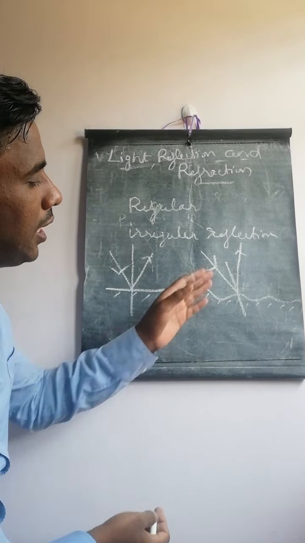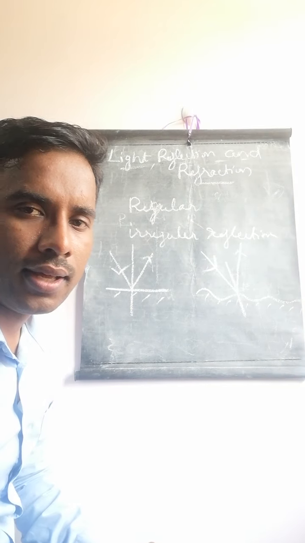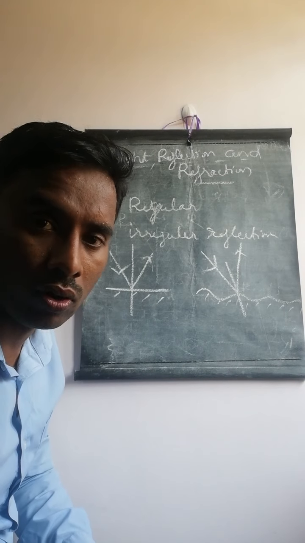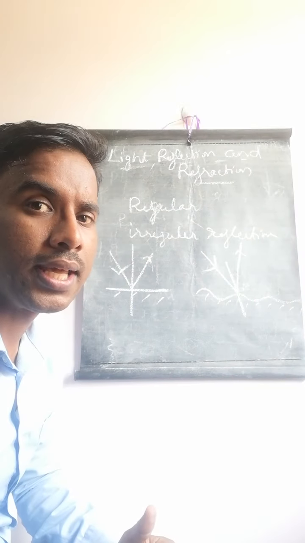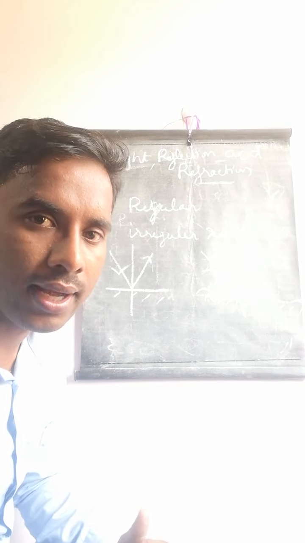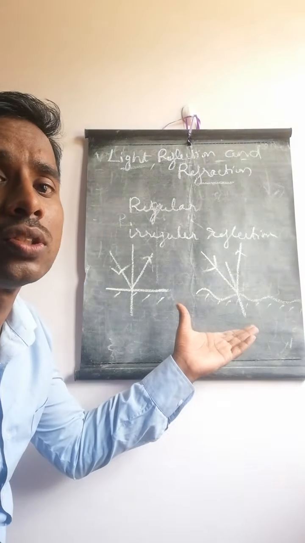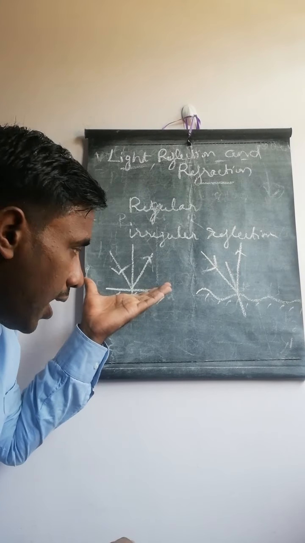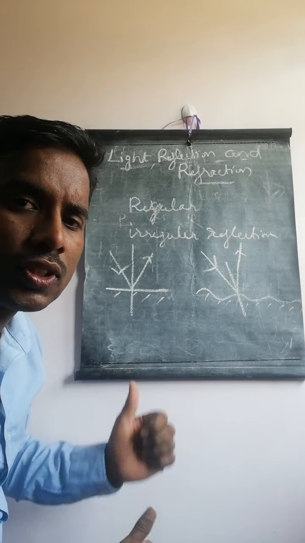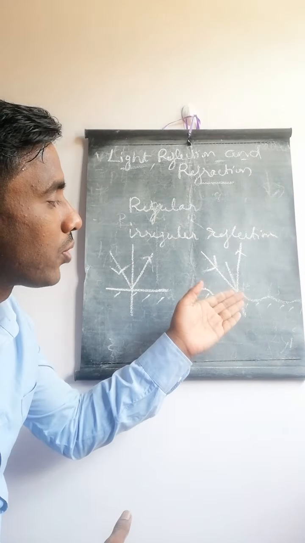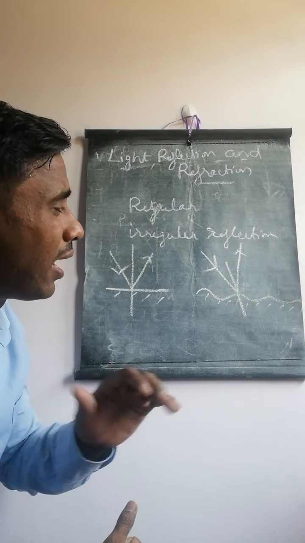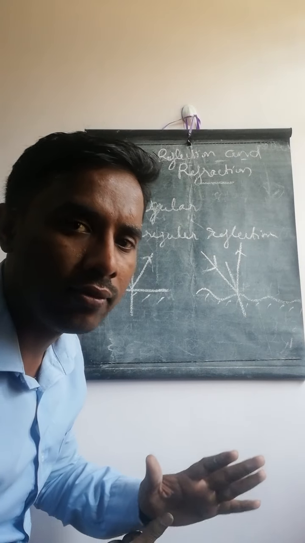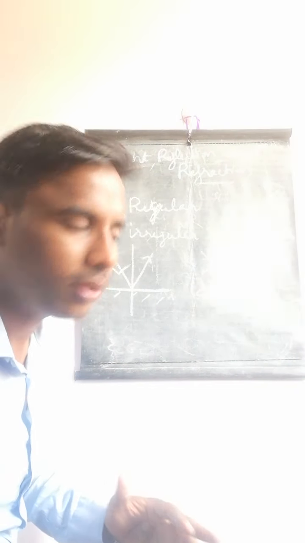Here the question is, are the laws of reflection of light applicable for irregular reflection also? I repeat my question: are the laws of reflection of light applicable for irregular reflection also? It is clearly seen that for a regular reflection, the laws of reflection of light are easily applicable. Many of you might be giving the wrong answer, saying it is not applicable, but the laws of reflection of light are applicable even for irregular reflection.